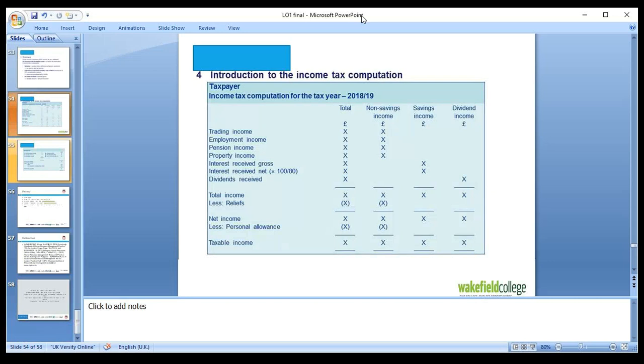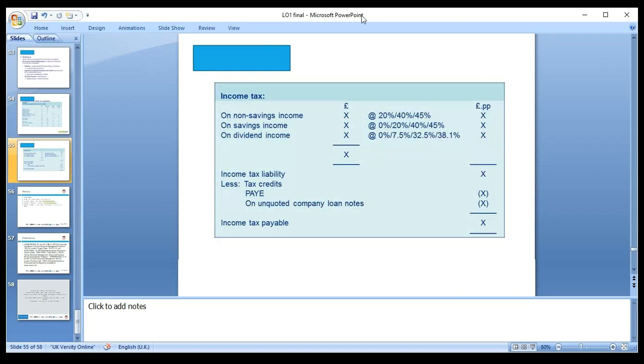Okay, then this is the form normally we use for the income tax calculation: non-saving income, employment, then saving income, dividend income. Then we have the rates we can apply, and we'll go through some questions next.